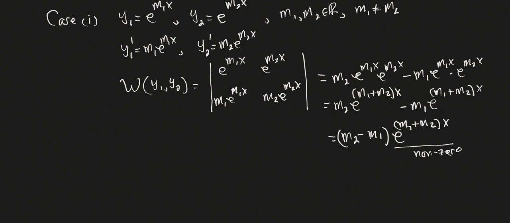And because m1 and m2 are different, this difference is also non-zero, right? So the product of two non-zero numbers, so that this Wronskian, no matter what, as long as m1 and m2 are different, which is what case 1 requires, for all values of x, it doesn't matter what x is, this Wronskian is never equal to 0. And I'll just say for all x in R.